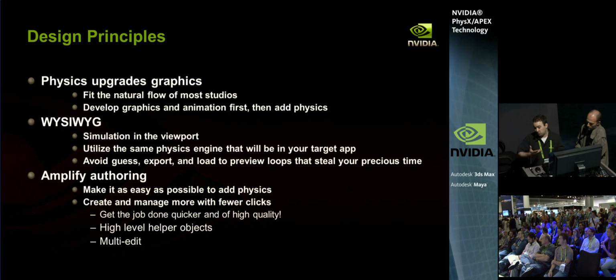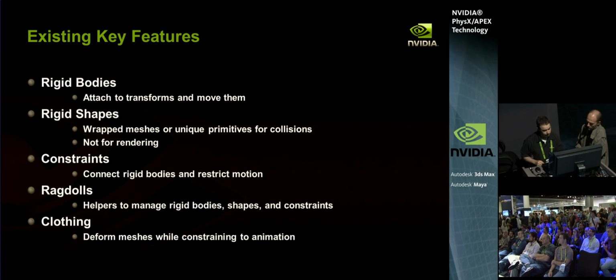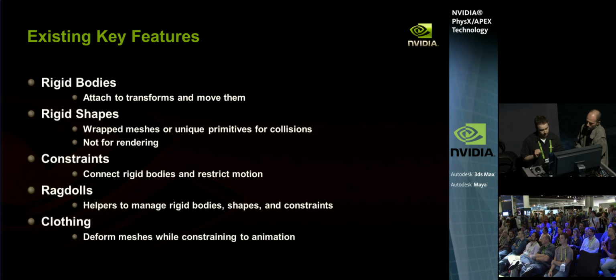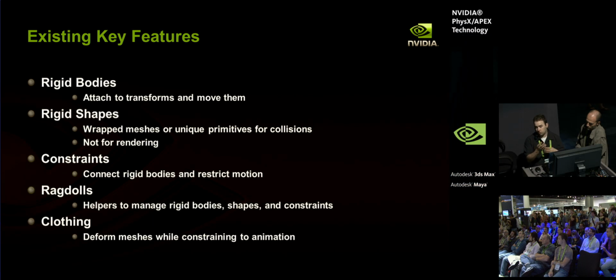And of course, if you simply get more time, you can work on either making it higher quality or just get the job done faster. So here's a list of our existing features. The clothing isn't actually in the 2012 version of MassFX, but it is in the NVIDIA plugin. We have the rigid bodies, and multiple shapes can be set up on those and constraining them together. And then ragdolls can help you manage all of those together.